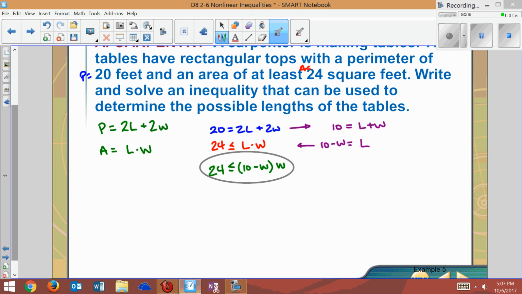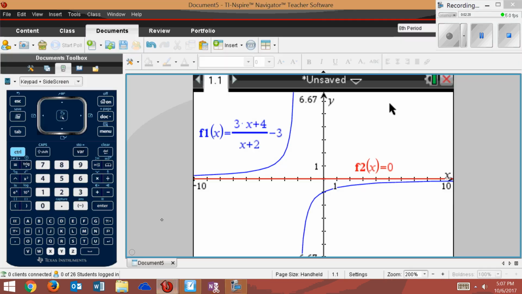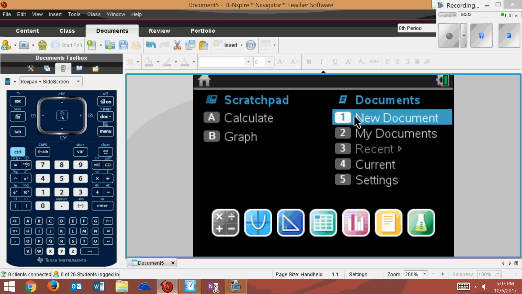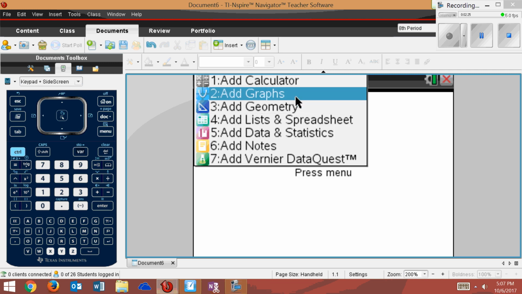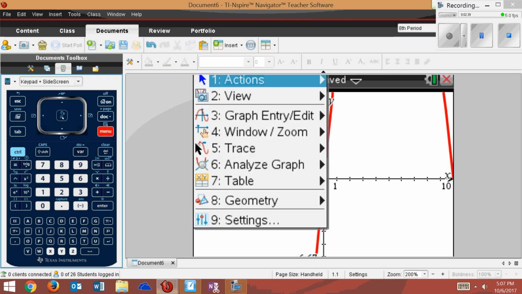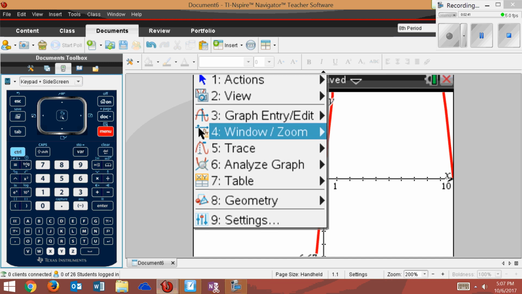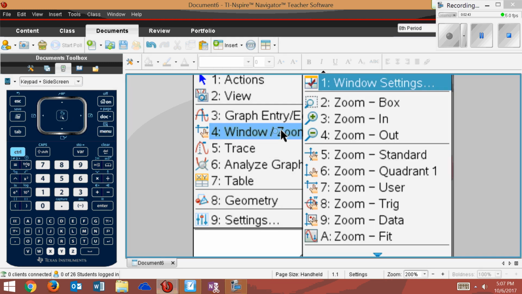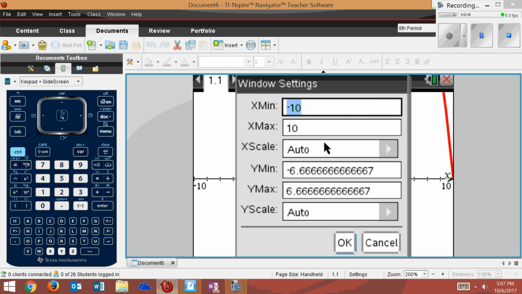And now let's determine what the lengths are by going to our graph. So I would go over here, new document, and so we'd say that 24 is one equation. The other equation is going to be 10 minus x. Now we're going to multiply that times x. Substitute x in. And after I graph this, I'm going to go menu, zoom, settings. Now I know they're going to hit 24, so I want to be able to see above 24, so I'll just put in 30.